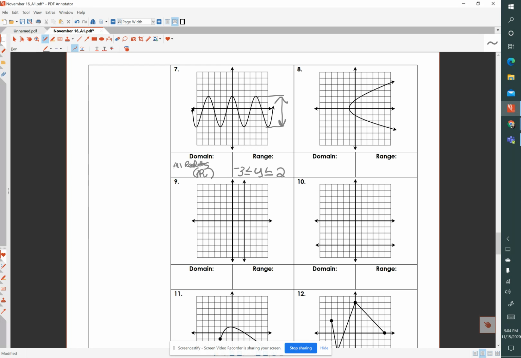Okay, number 8. So the domain, this is a -1 here. So the domain is x is greater than or equal to -1. But the range, this graph will go on to infinity. It will keep going, going, going. So the range in this case is all real numbers.